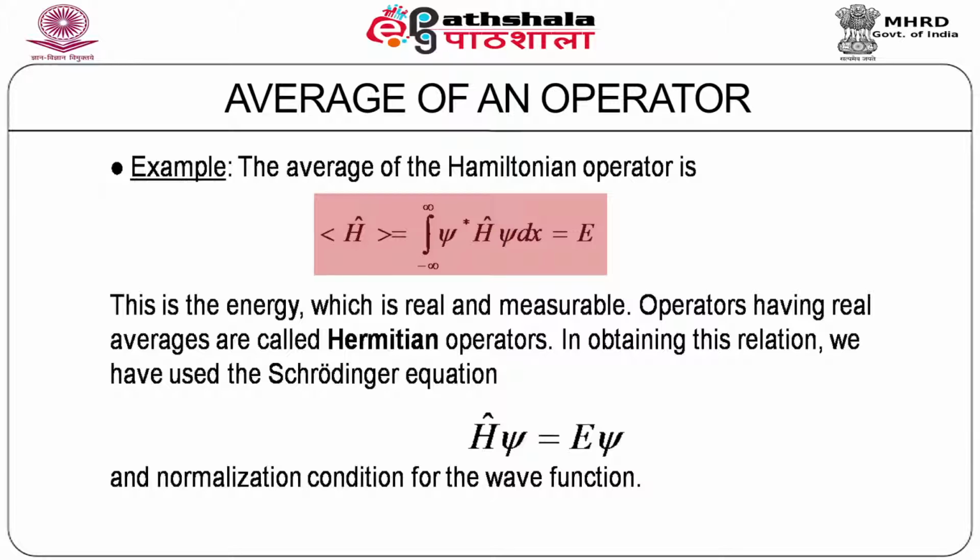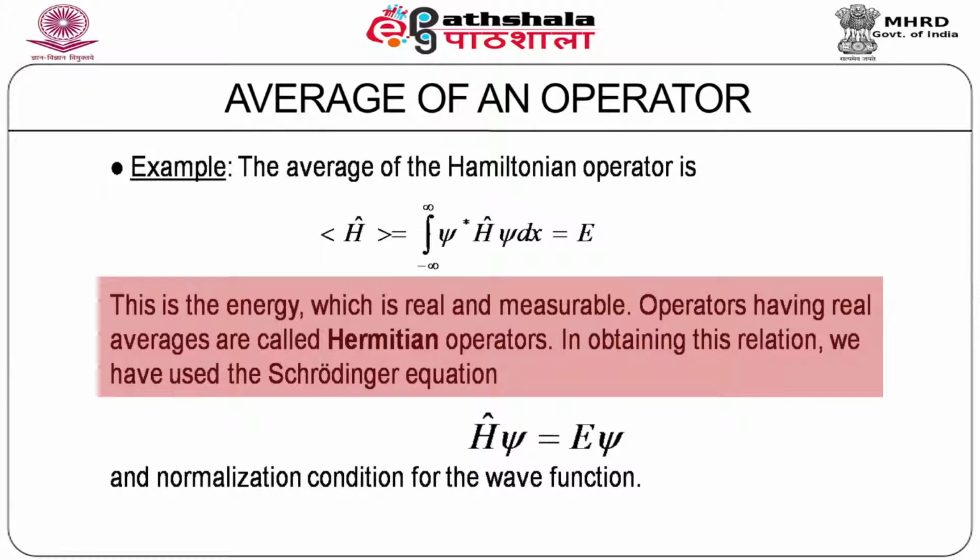And if you operate H on psi, since H is in the middle, it operates on psi. The Schrodinger equation gives you E psi. So for H psi, you write E psi, and E being a number, you can take it out of the integral, and what remains is the integral of psi star psi dx. Since psi is a normalized wave function, that integral should be equal to 1. So the average of the Hamiltonian operator is the energy.